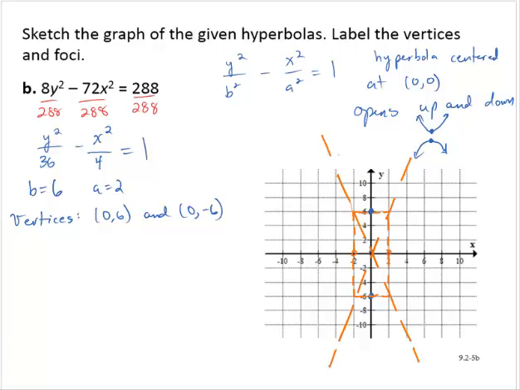Draw the hyperbola. Hug the asymptote. Hit the vertex, bounce off. Hug the asymptote. Hit the vertex, bounce off. Hug the asymptote. Let's find the foci.